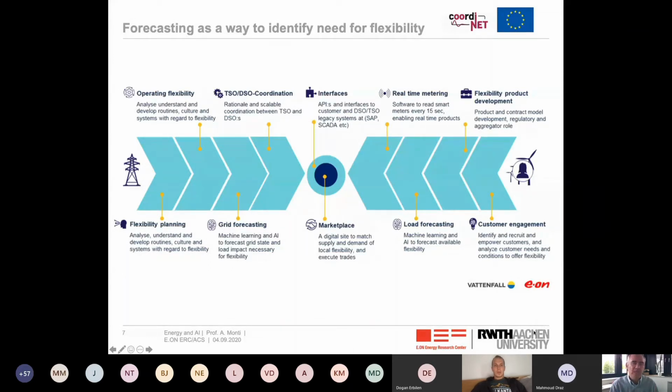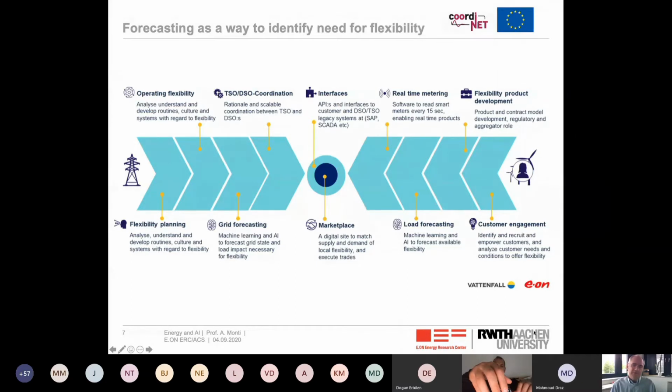That's because the network is a system that intrinsically has no storage. As much energy as we bring into the network, the same amount we need to take out of the network in some form. And that's where the problem of coordination of grid operators and the creation of a flexibility market is one of the most important parts.